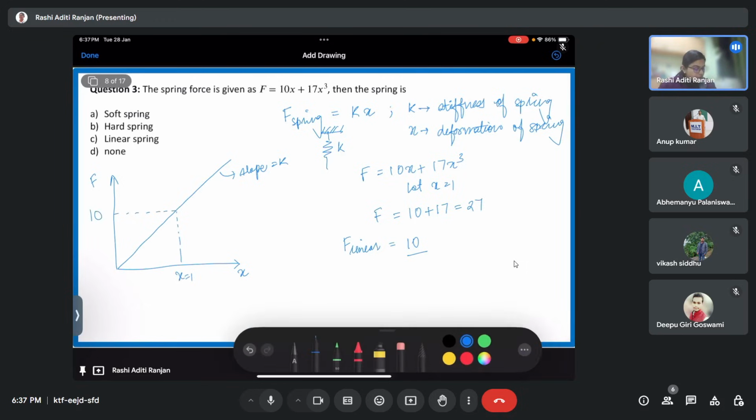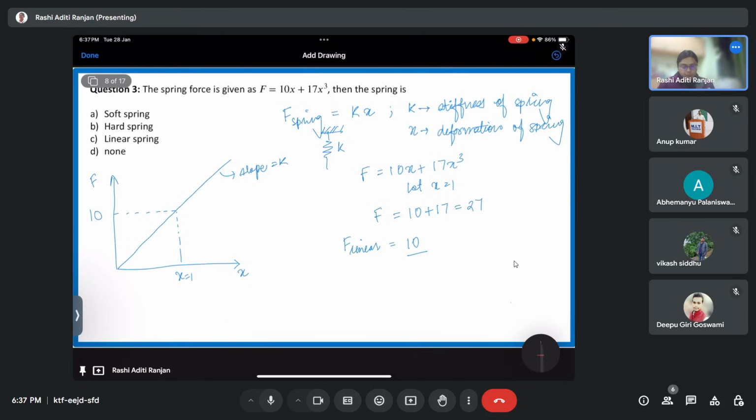right? Now, if I talk about the kind of spring that has been given to us, the behavior is something of this sort. I'll try to make a much exaggerated view, something of this type, right? Because the value that we are getting is higher, 27 versus just 10, right? So this behavior is that of a hard spring. Why do we call it a hard spring? We call it a hard spring because as the deformation increases, it becomes difficult to get the same amount of extension for a particular force, right? You have to apply more force to get a particular oscillation. So this is your hard spring, right?